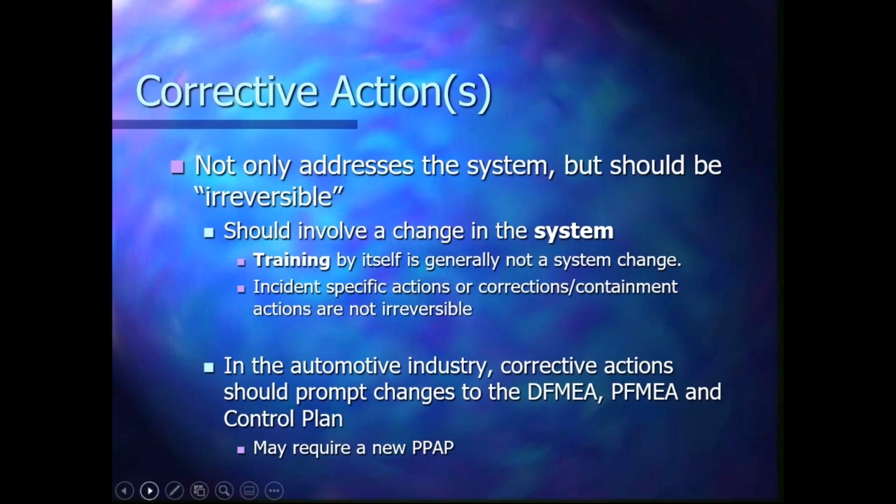Not only should corrective actions address the system, they should also be irreversible and involve a change in the system. Retraining by itself is generally not a system change. Chances are you already trained people on the activity. How is retraining going to fix it? And remember that corrections are not irreversible. In the automotive industry, corrective actions should prompt changes to the design or process FMEA and control plan and may require a new PPAP.